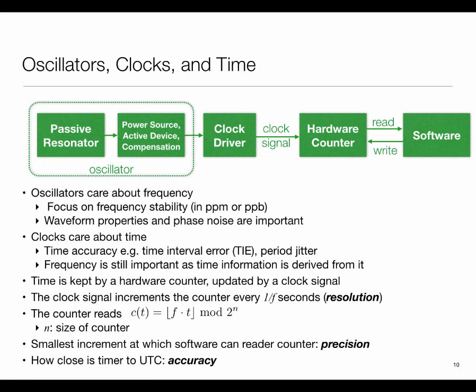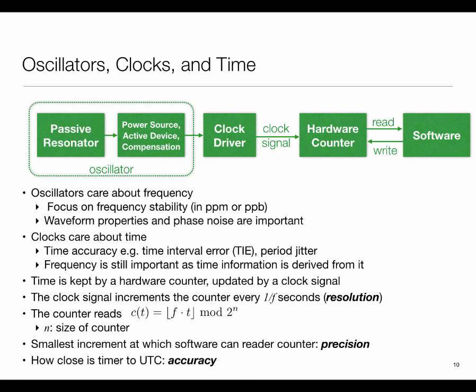Time is kept by the hardware counter, which is updated by the clock signal. The clock signal increments the counter every so often. So we would believe that our clock signal has some frequency f. So every 1 over f seconds, the hardware counter is going to increment. So the resolution of that counter is 1 over f seconds. And if the counter has n bits, it will overflow. So at any given point in time, the counter reading corresponds to floor of frequency times t, modulo 2 to the n, because it's going to keep wrapping.